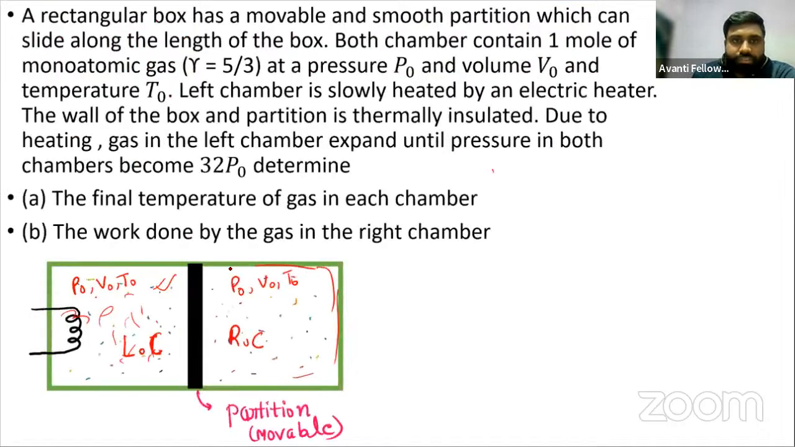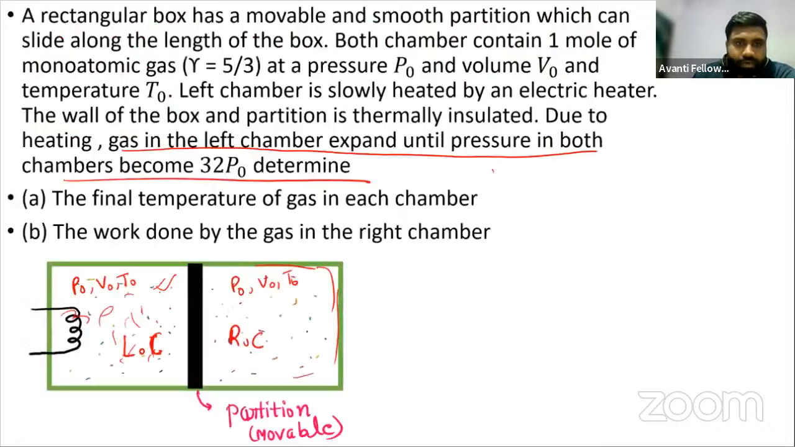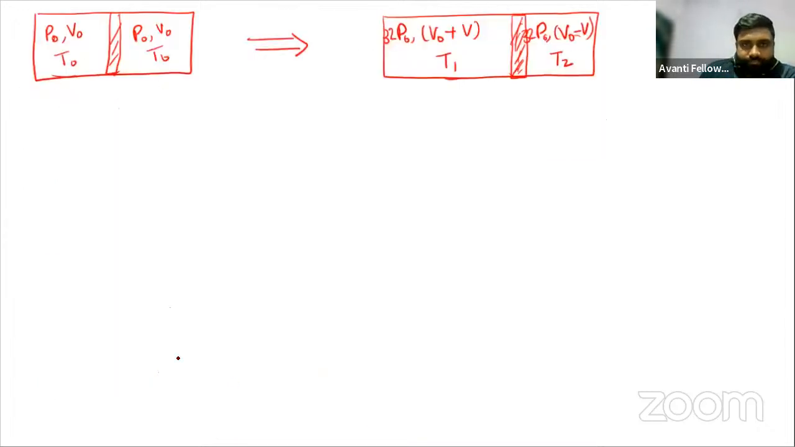Because it is given in the question that the gas in the left chamber expands until the pressure in both chambers becomes 32 P naught. So this P has a value of 32 P naught. Now what we can do? We have to find out the temperature in each chamber, T1 and T2, and then the work done.